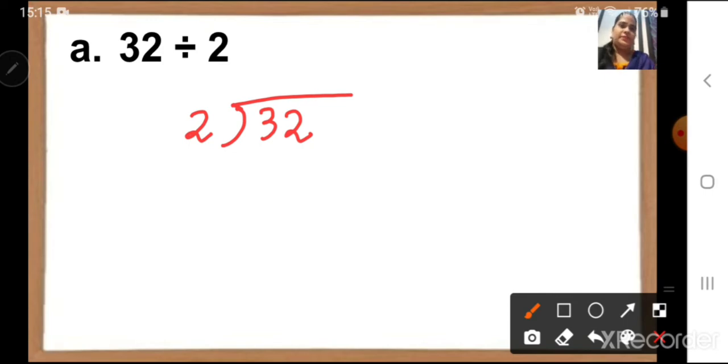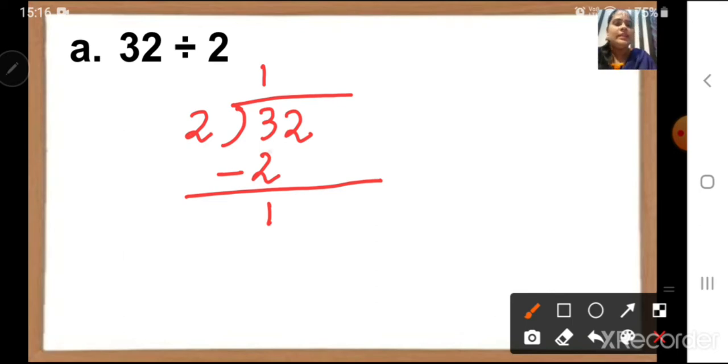Now let us divide. We will take the first number, which is number 3. Now number 3 is greater than the divisor. That means we can divide. Okay. So in 2's table, when number 3 will go? It will not go. Correct? So we have to find a nearby number, which is 2 ones are 2. So 2 ones are 2. Okay. Then put a dash. Now we have to subtract. 3 minus 2 is 1.